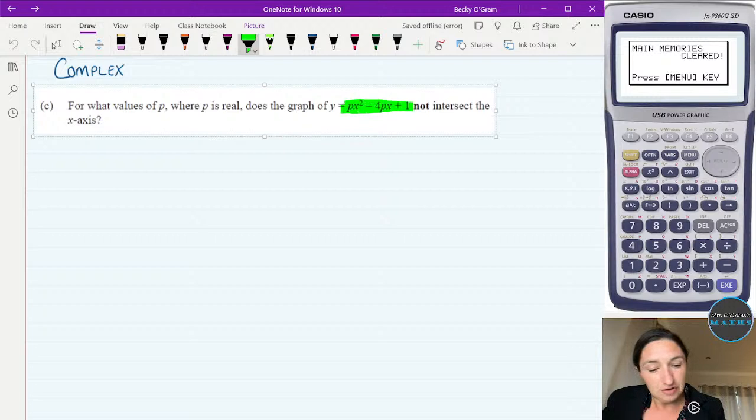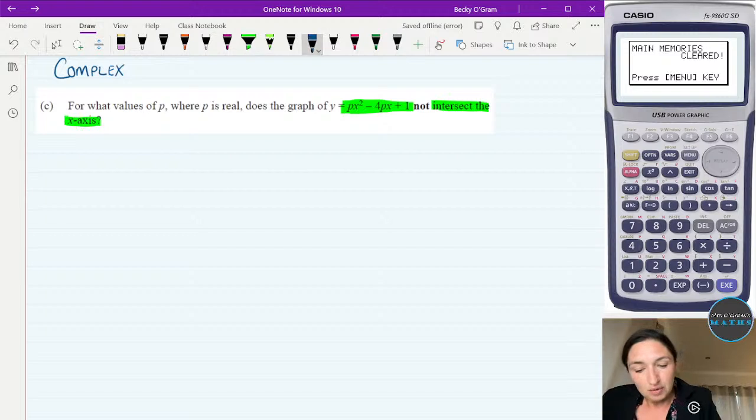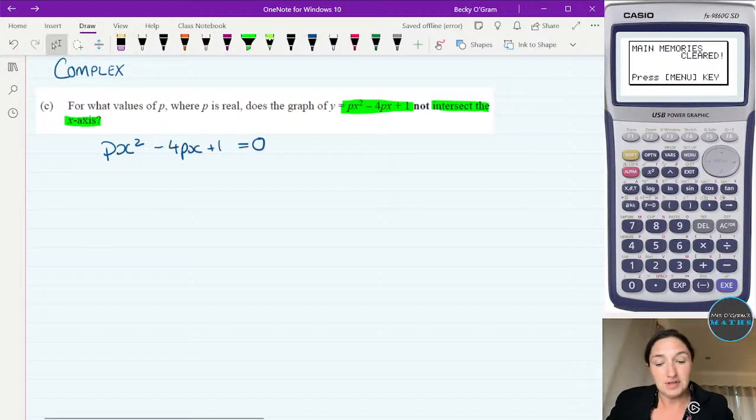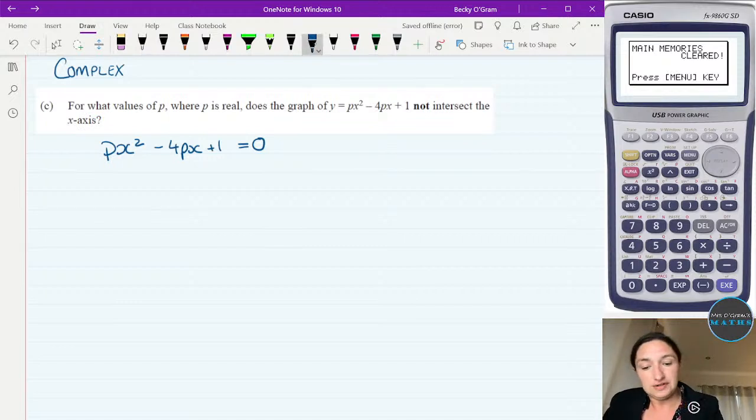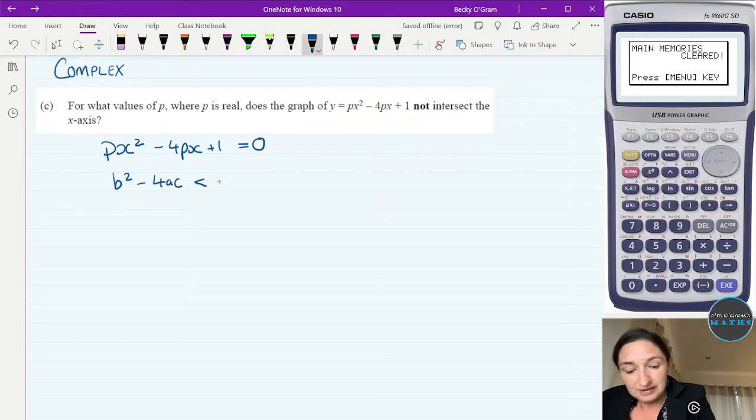So this is the equation, and we want to think about when it intersects the x-axis. Well, that would happen if px squared minus 4px plus 1 equals 0, because the x-axis is when y is equal to 0. So all I've done there is take this y value and set it to be equal to 0. Now what we want is for there to not be any solutions to that. Okay, so if we've got this equation here and we want there to not be any solutions, then we're talking about when b squared minus 4ac is less than 0.